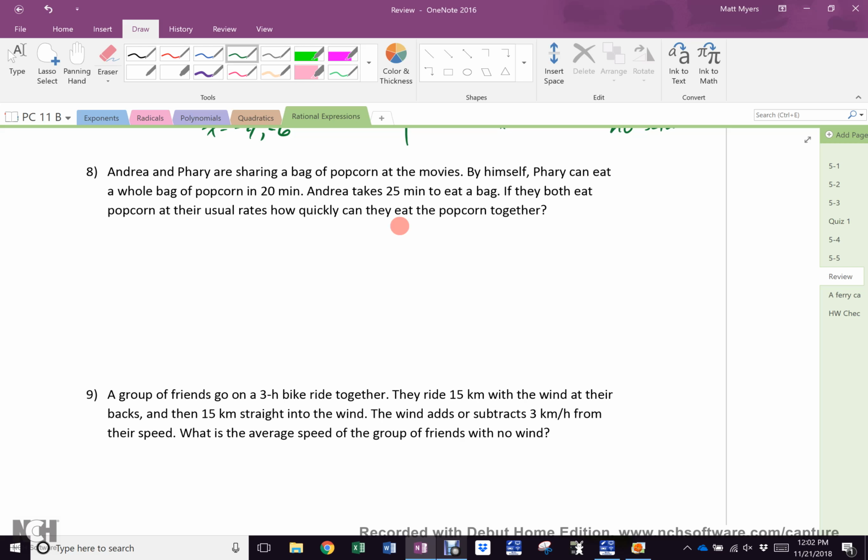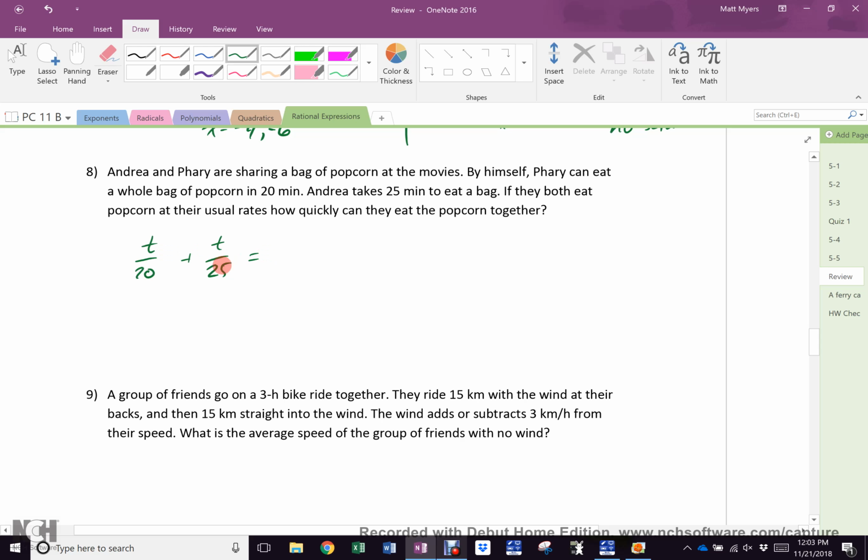So, back to math. Fari can eat it in 20 minutes. Andrea can eat it in 25 minutes. So what's the common denominator in 20, 24, and 25? 1 minute. How much am I going to eat in 1 minute? Because I'm Fari. In 1 minute, I'm going to eat 1/20th of the bag. What's Andrea going to eat? 1/25th of the bag. Why did I choose T?